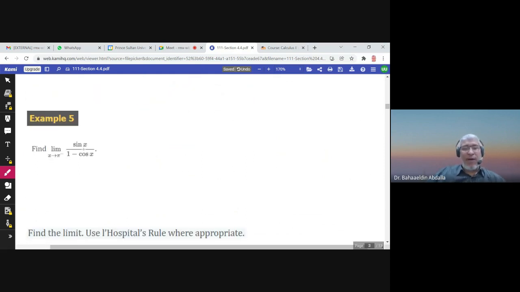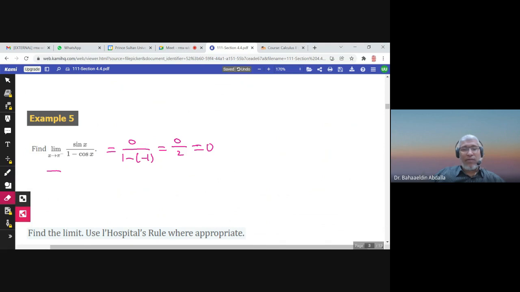Replace x by pi. Sine pi is 0. Cosine pi is negative 1. So the answer would be 0 over 1 minus 1, 0 over 2, so the limit is 0.